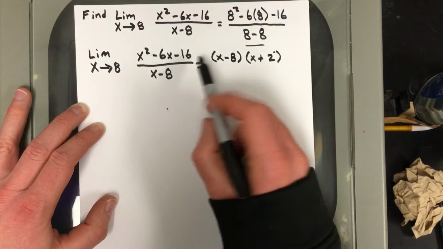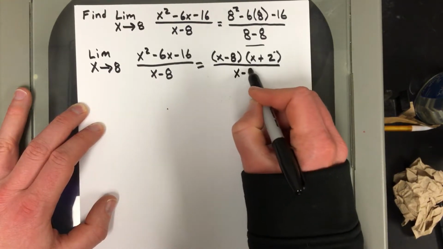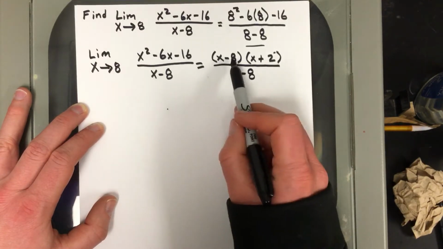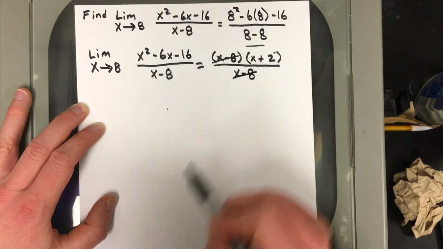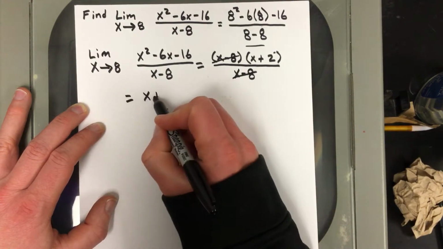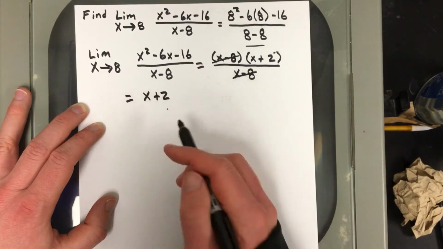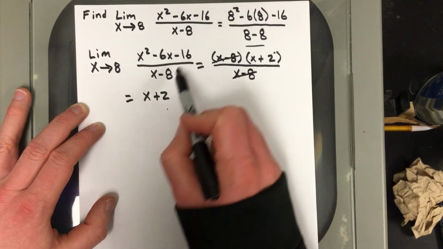So you can see that I split this up and I factored it into two binomials, and lo and behold, what do we got? We've got x minus 8 over x minus 8. This is going to cancel with this, which is exciting. That's going to give us x plus 2 over 1. I don't have to write that out. Now I can actually evaluate this. So x plus 2 is the same as this.